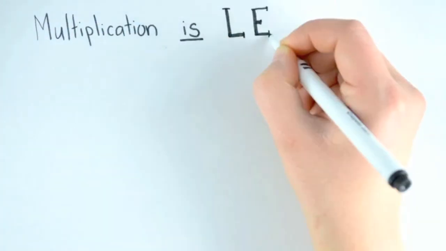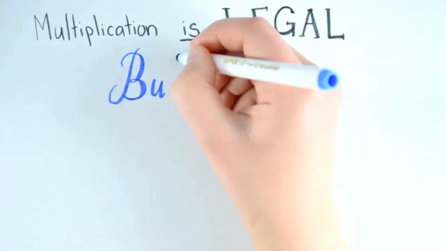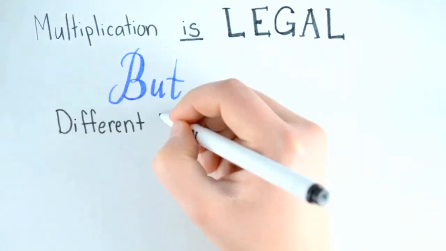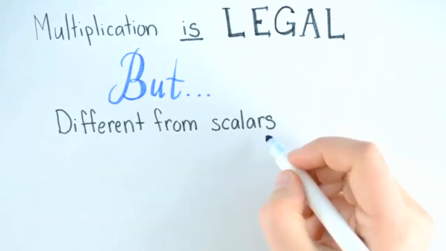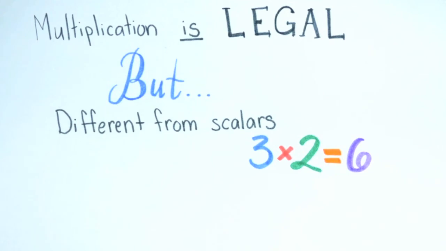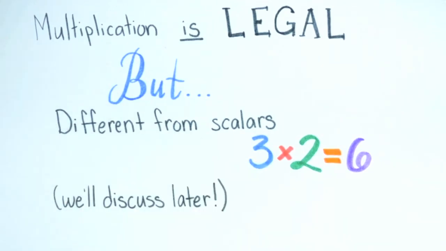Finally, we just mentioned here that multiplying vectors is possible, but must be done in a way that's different from the multiplication of scalars that you learned when you were younger. We'll discuss how to do this later in the course.